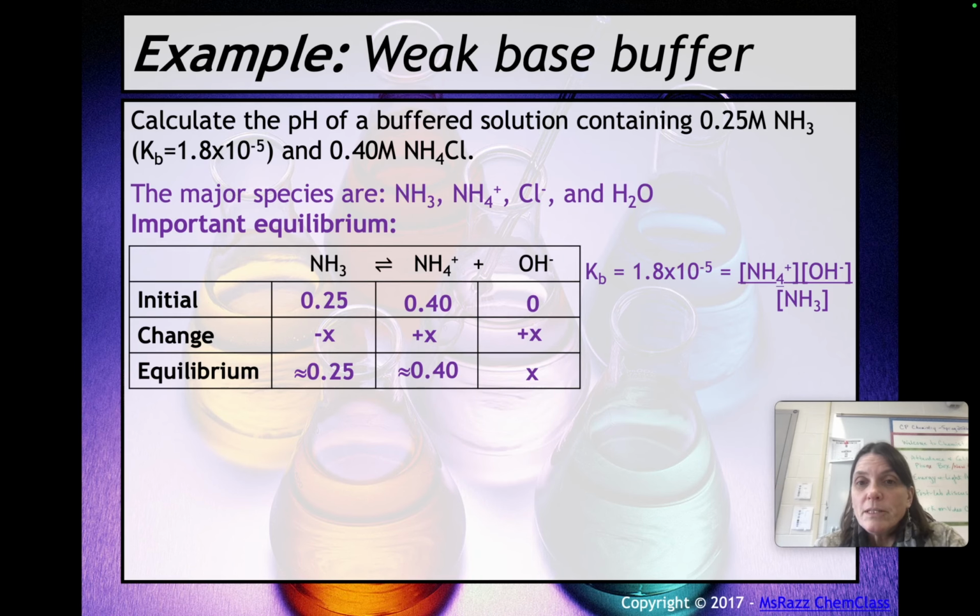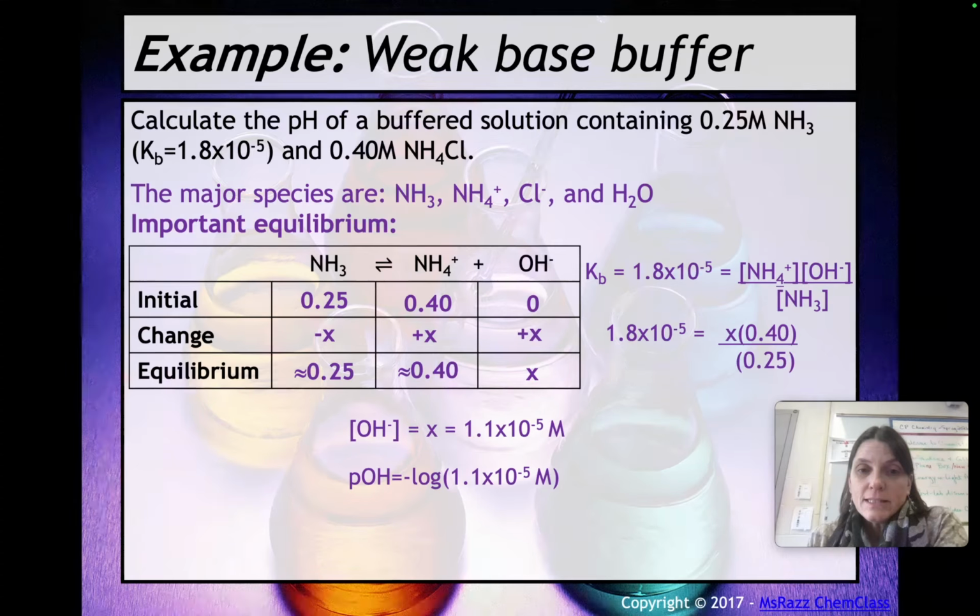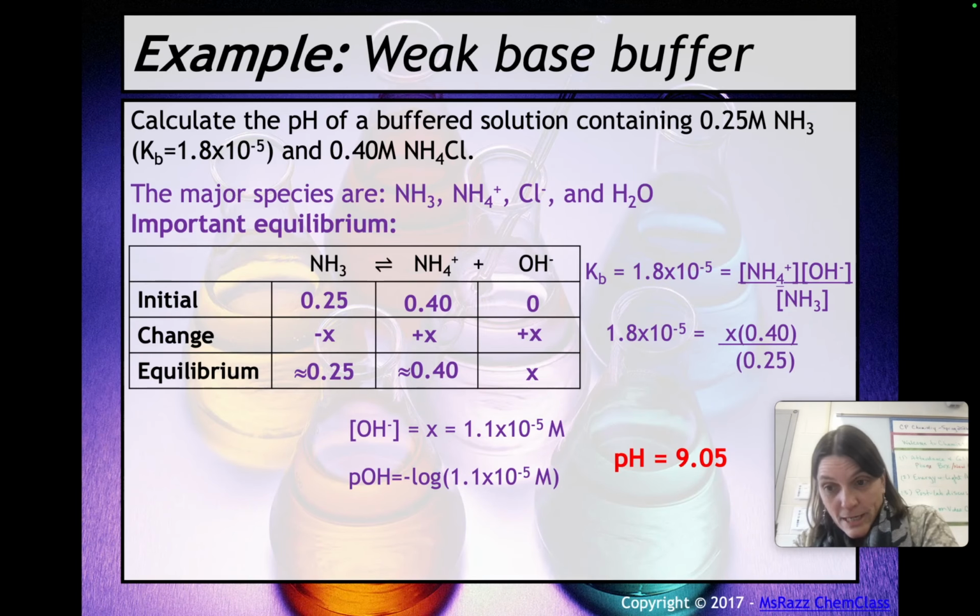Okay, here's our equilibrium expression. This is a weak base system, so you're going to use Kb is equal to NH4 plus, which is our conjugate acid, times OH minus over the NH3. Plug it all in, and we solve for x, which is our OH concentration. pOH is the negative log of x. So we get pOH subtracted from 14, and ta-da, we have our pH. And no surprise here, the pH is in the basic range, okay, because ammonia is a weak base.